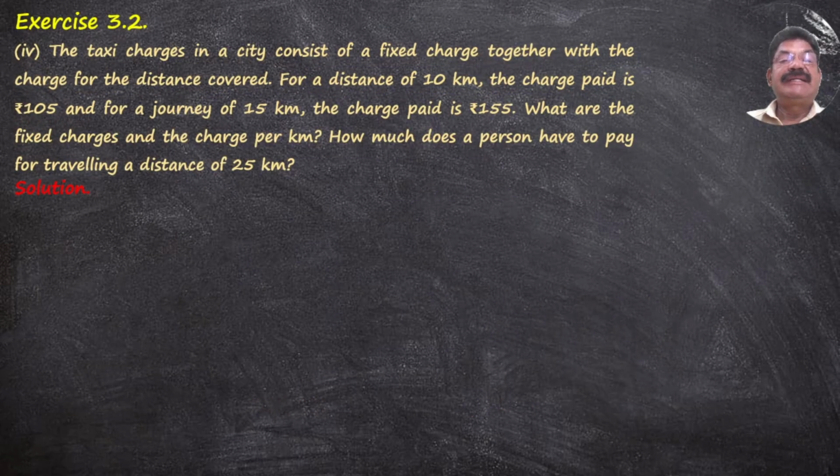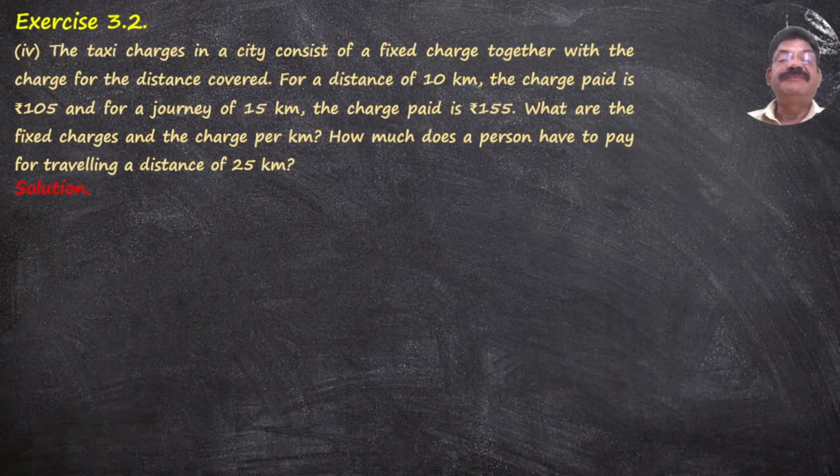Fourth problem. The taxi charges in a city consist of a fixed charge together with the charge for the distance covered. For a distance of 10 km, the charge paid is rupees 105 and for a journey of 15 km, the charge paid is rupees 155. What are the fixed charges and the charge per kilometer? How much does a person have to pay for traveling a distance of 25 km?